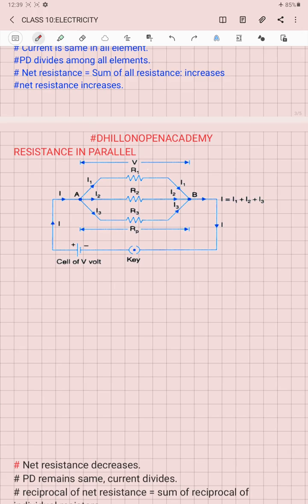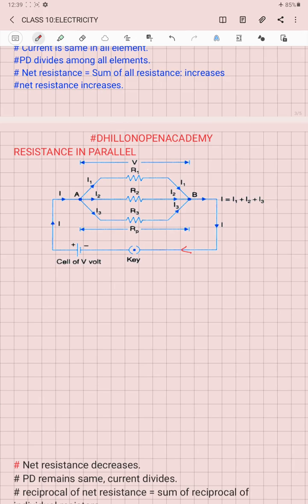When current reaches the junction A, it divides itself into three parts. I1 flows through R1, I2 flows through R2, I3 flows through R3, because I1, I2 and I3 are actually the parts of I. When all of them reach the point B, because point B is receiving the currents I1, I2 as well as I3, all the currents will add up together and produce the net current I equal to I1 plus I2 plus I3, and this net current I will again enter back into the negative terminal of the battery.